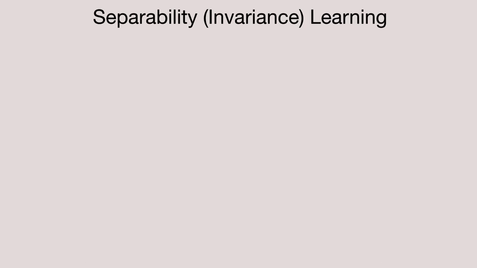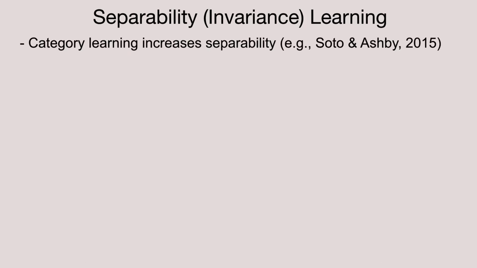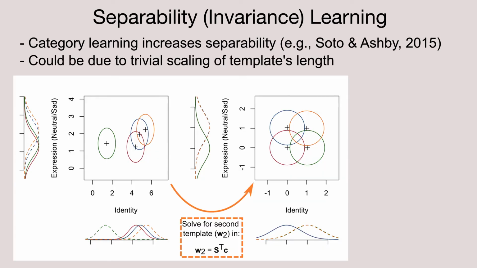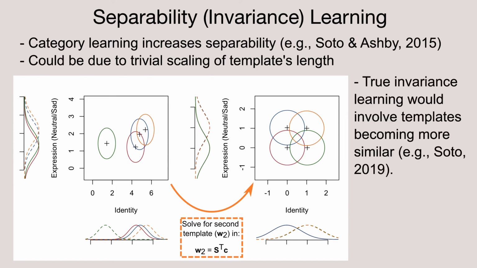A third application has to do with separability or invariance learning. Previous research shows that categorization training increases the separability of category-relevant face dimensions. We know that, in theory, perceptual separability could be obtained by keeping non-separable templates and having each template adapt to its own stimulus by trivially scaling evidence through the template's length. True invariance learning would involve templates becoming more similar. Interestingly, this is exactly what we found in a recent study, in which we estimated classification images before and after categorization training, and found that the observed increments in perceptual separability are accompanied by increments in similarity of the underlying templates rather than more trivial forms of learning.